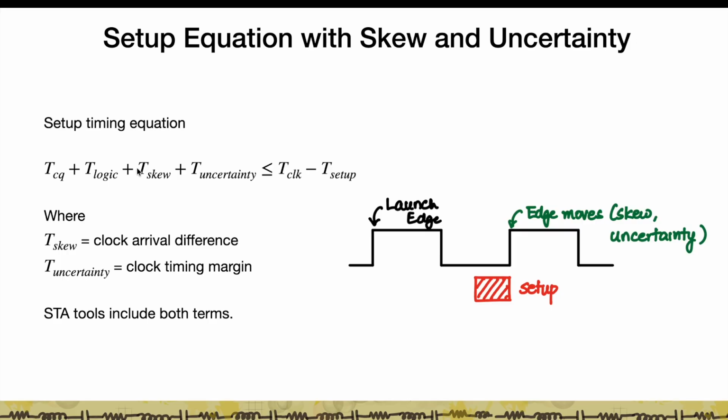STA tools compute this inequality automatically for every timing path in the design, using extracted clock tree delays and the uncertainty values you specify. The setup slack reported in your timing report is the margin remaining after all these terms are balanced.